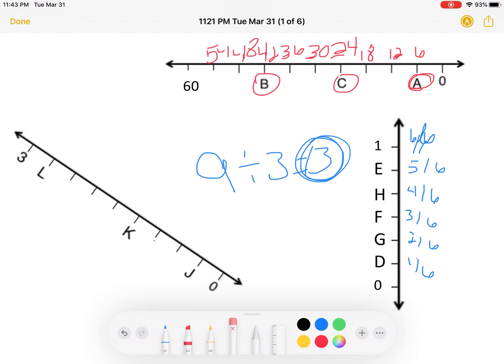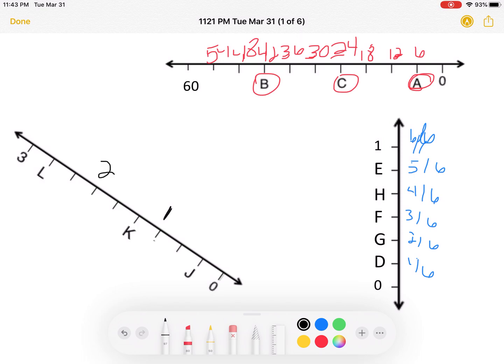Okay, so let me go back to our pen. So 0, 1, 2, 3. This is where 1 would be. And then 1, 2, 3. This is where 2 would be. 1, 2, 3. And there we have 3. Those are the values. Now in between each one of our whole numbers, we have fractions.